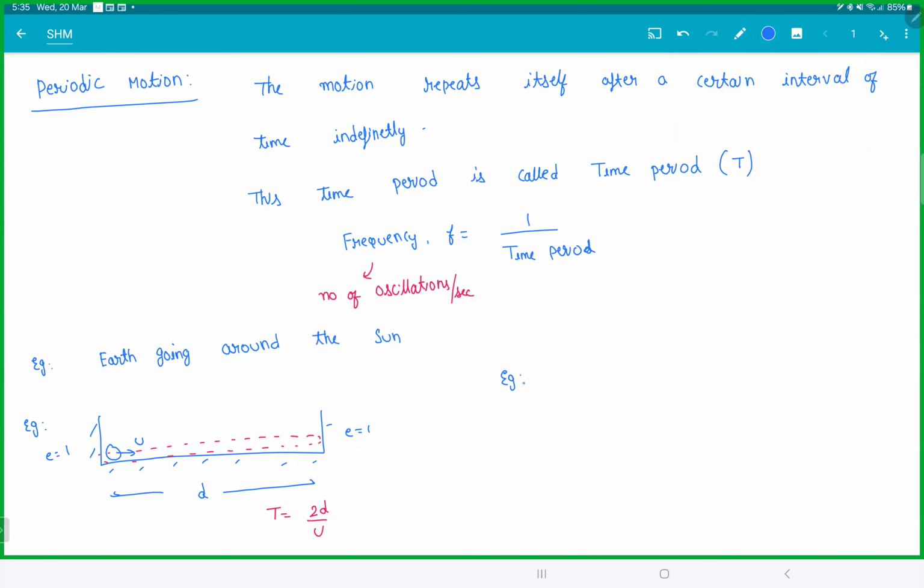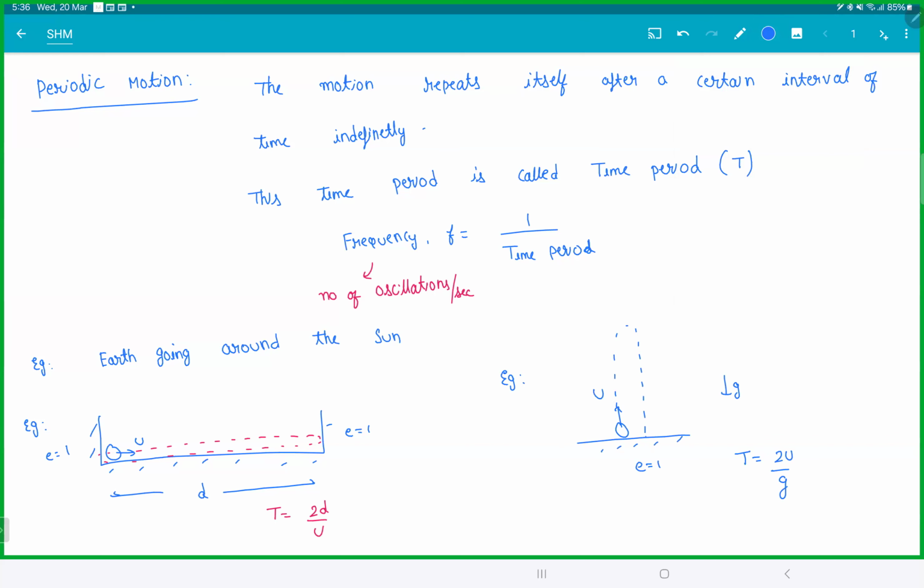Similarly, let's say we have a ball projected with speed u vertically, gravity is there and e is equal to 1. Same thing here, the ball goes up, comes down, hits the ground, again bounces and comes back. So this motion keeps repeating after the time of flight, which is 2u by g. Clear with this? Periodic motion is simply any motion that repeats itself.